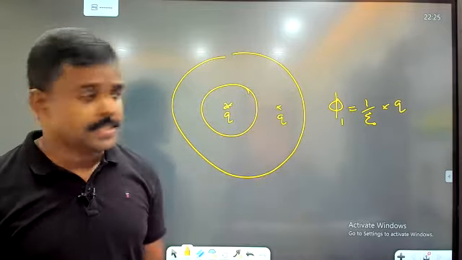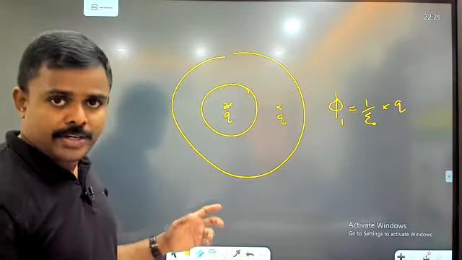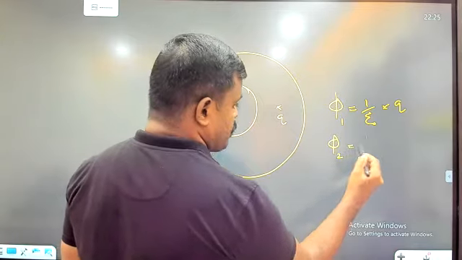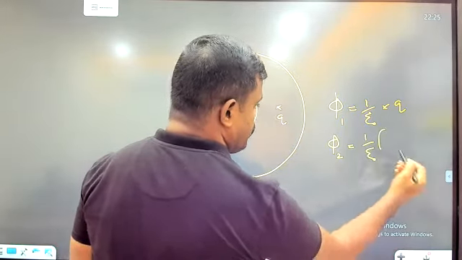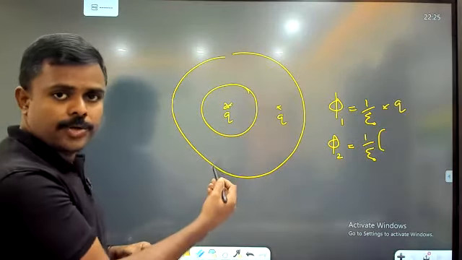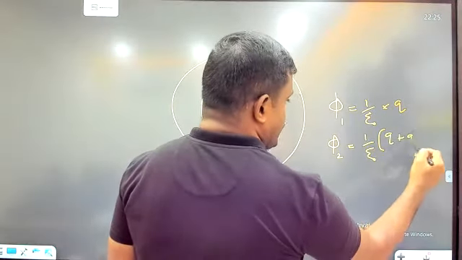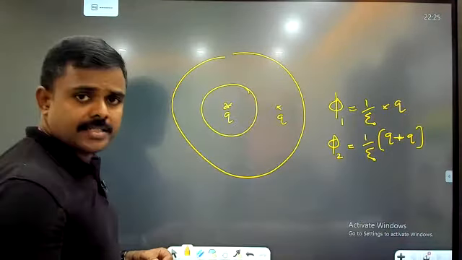Yes. That's right. Flux depends on epsilon r also. Now, in the second case, phi 2 will be what? Phi 2 will be 1 by epsilon 0 into, there are 2 charges here, right? Q and Q. Correct? Q and Q together, Q plus Q. The outer sphere encloses how many charges?